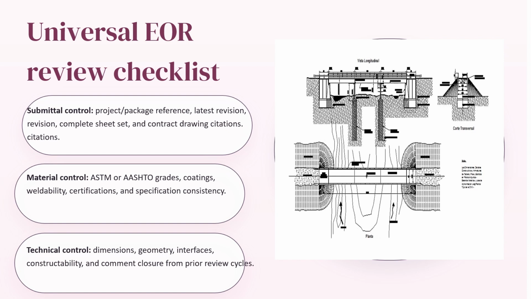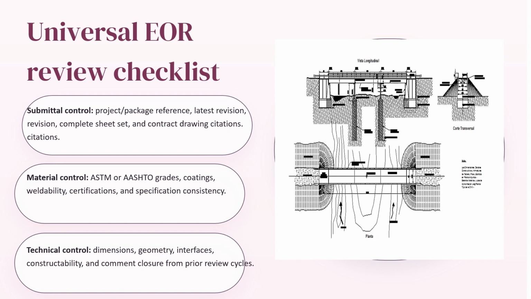So in any shop drawing, you will see which package it came from, and you will see which revision they used. You will see the complete sheet set, and you will see the contract drawing citations, such as which sheet number they used from the contract drawing to make the shop drawing, and most of these would be just below the shop drawing.